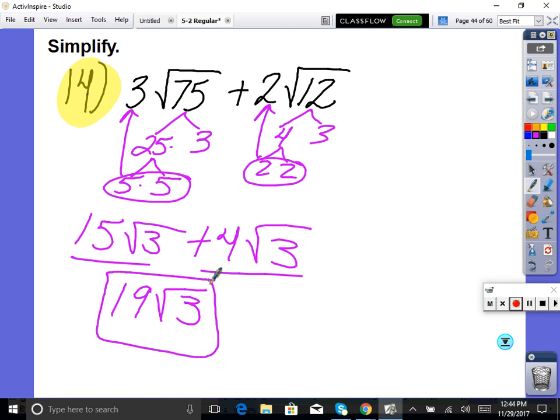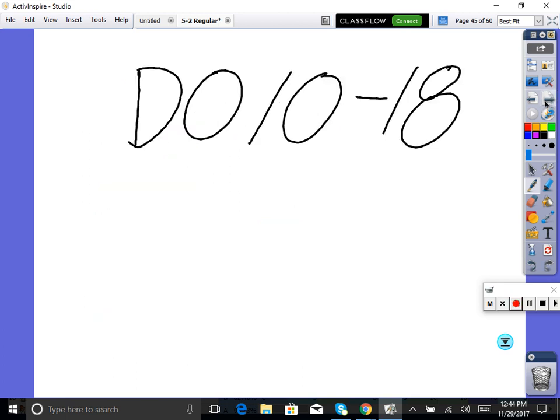So this is what you need to do as homework. The first and second page, front and back, it says right down there, page 1, page 2. And then you need to do on page 3, 1 through 18. And you can stop there. Don't cross out the other stuff.